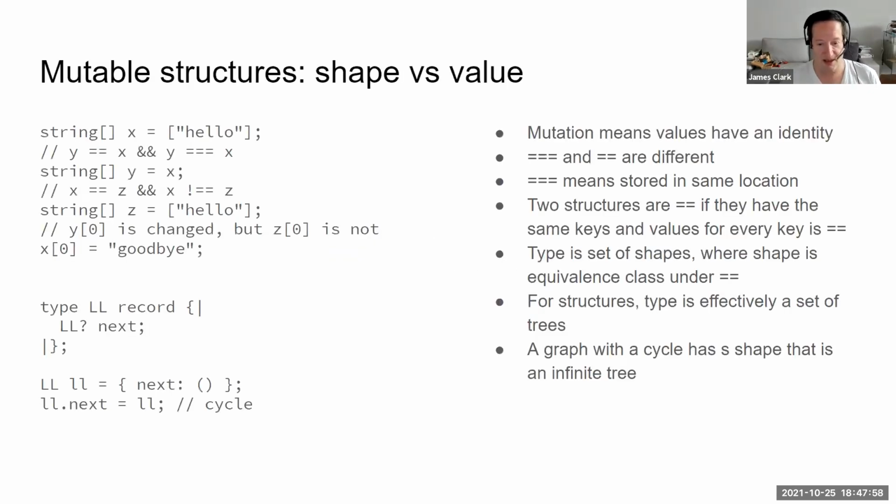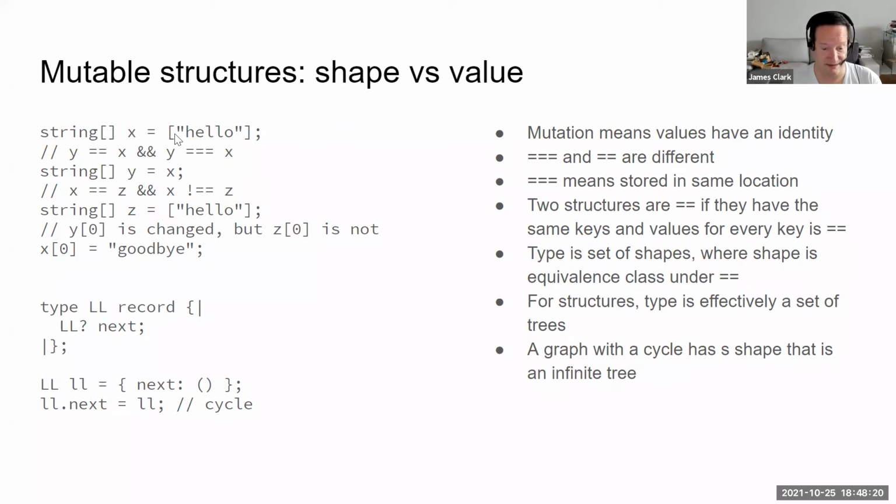So now I want to get on to mutation, which is where things start to get a little bit more complicated. So when you have mutation, it means your values have an identity, right? So you can't think of a list as just being its members. There's a specific identity to it. This is obvious stuff, but let's just go through it.